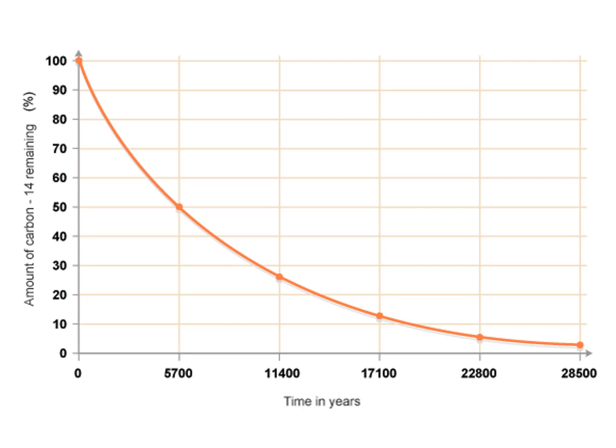So here's another graph. This is a bit of an unusual one because we're looking at percentage. Makes things really easy, I suppose. Half of 100% is 50%. The amount of time that took was 5,700 years.